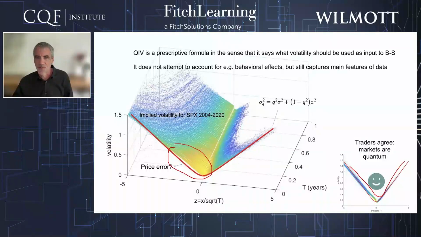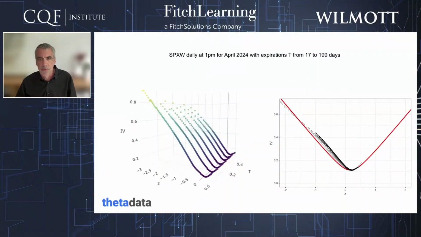But because it's a prescriptive formula, that doesn't necessarily mean that the problem is with the model. It can mean that these options are actually being mispriced in some way, and this is something that you can just go out and check. So that's a subject for another day, but you can compare option payins and payouts for those options. Here's another view of some more recent data from April 2024 for SPXW options with expirations from 17 to 199 days. This data was provided by Theta Data, and we're looking at ways to incorporate the quantum implied volatility models in their APIs.